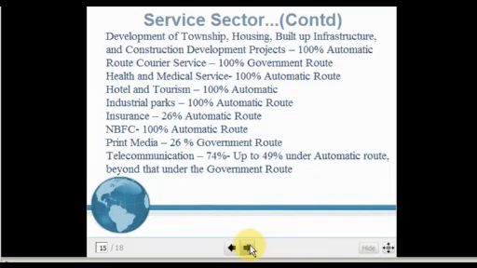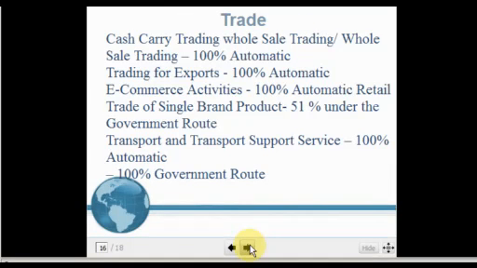Telecommunication 75%, up to 49% under automatic route, beyond that under government route. So as far as trade is concerned, cash and carry trading, wholesale trading 100% automatic route is allowed. Trading for exports 100% automatic route. E-commerce activities 100% automatic. Retail trade of single brand product 51% under the government route. Transport and transport support services 100% automatic route.